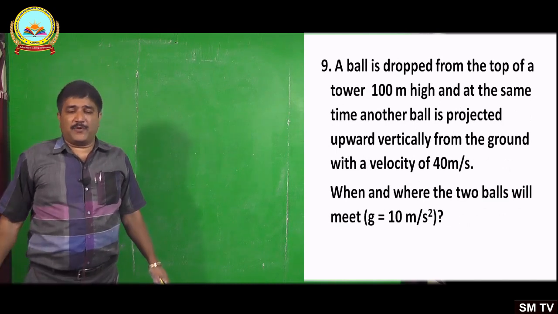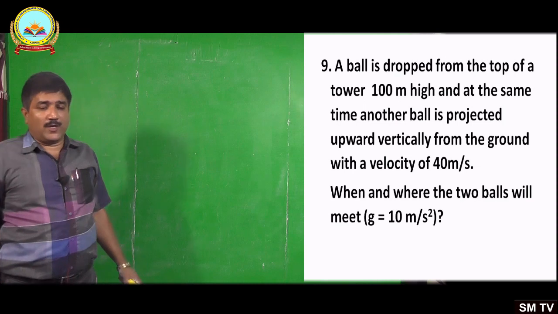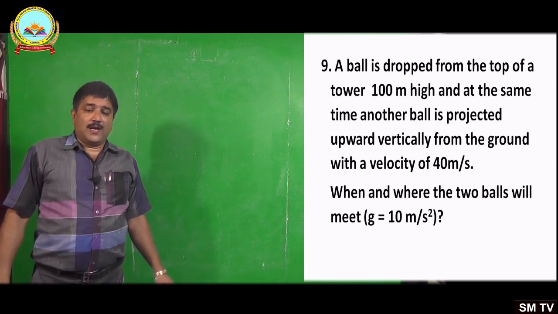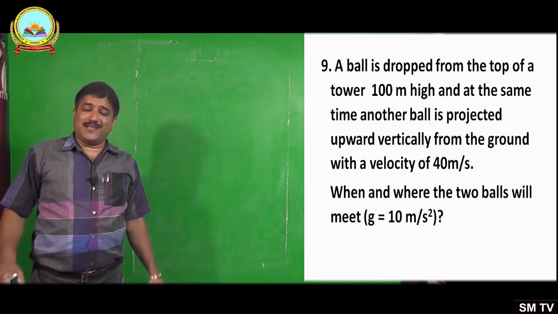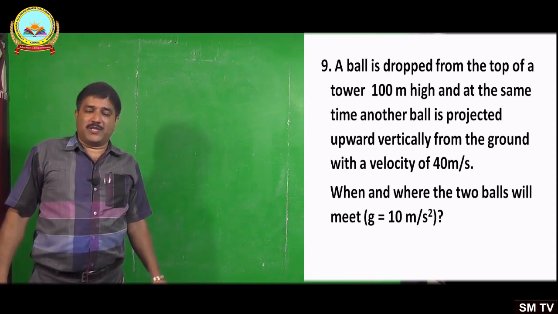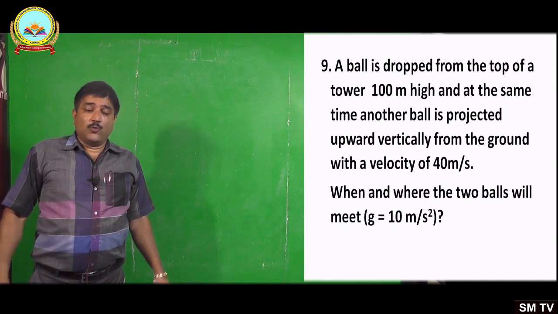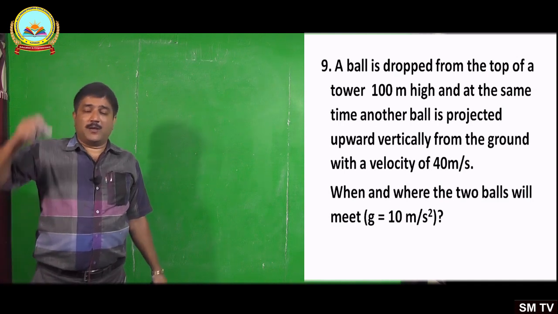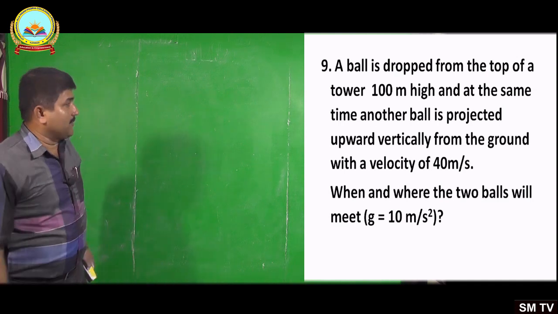A ball is dropped from the top of a tower 100 meter high, and at the same time another ball is projected upwards vertically from the ground with a velocity 40 meter per second. When and where the two balls meet, given g value 10 meter per second square.